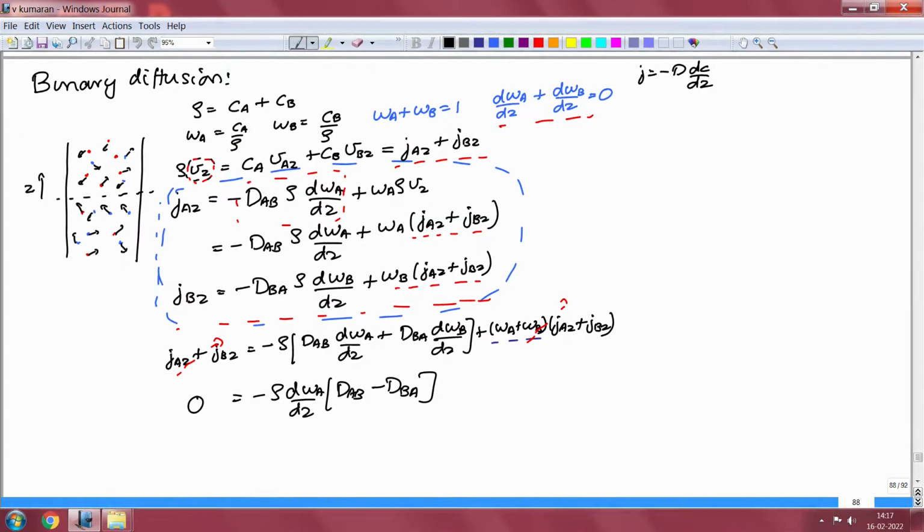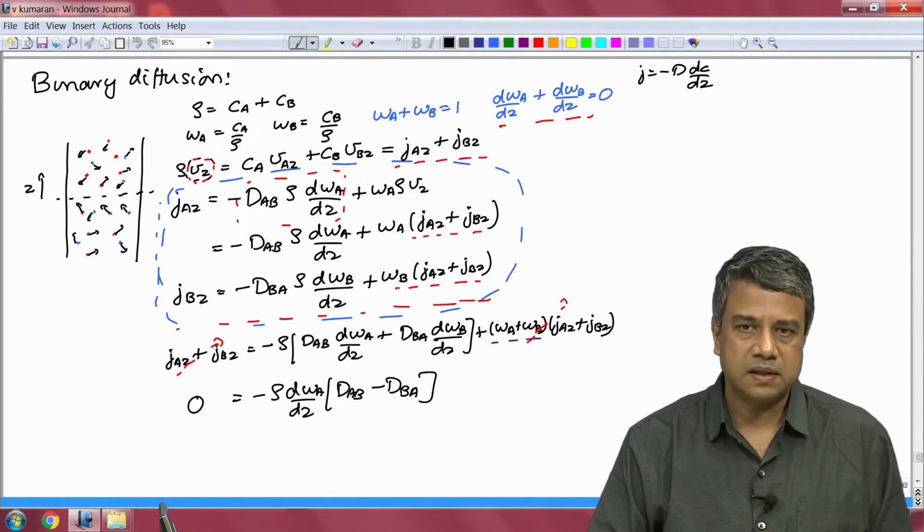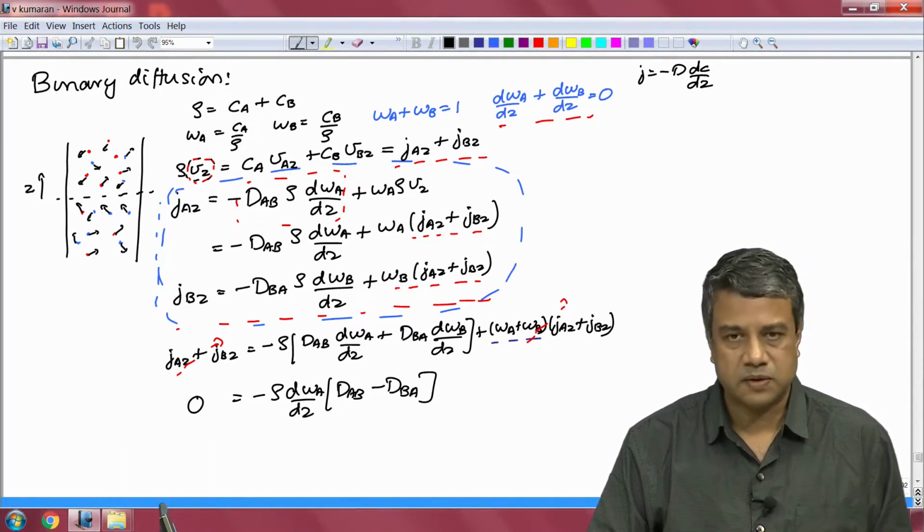However, if you have a binary mixture in general, the molecular weights of the two species will not be equal. And as you know, in kinetic theory of gases, from the ideal gas law, the molar density, the number density of molecules, is a constant when the pressure and temperature are constant, because the number density of molecules, or the number of moles per unit volume, is related to P by kT, where P is the pressure, k is the Boltzmann constant and T is the temperature.